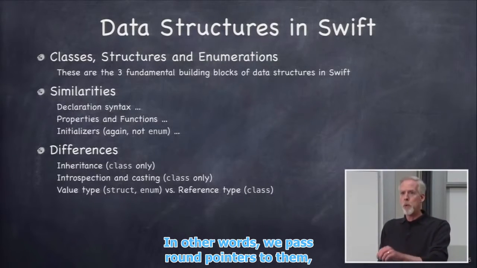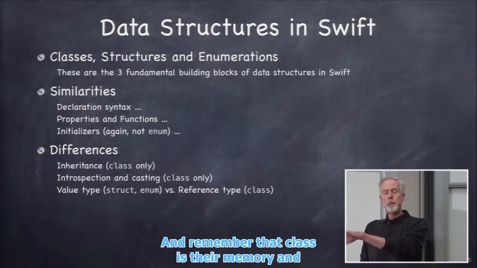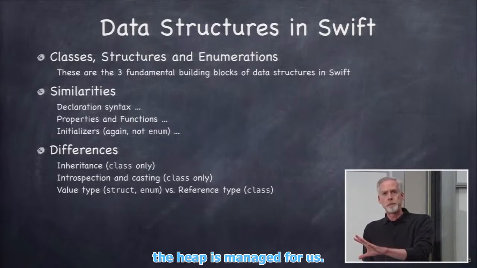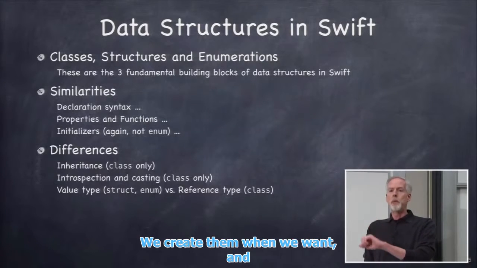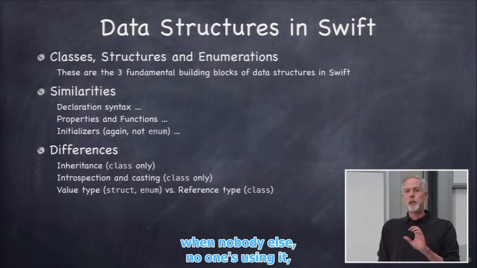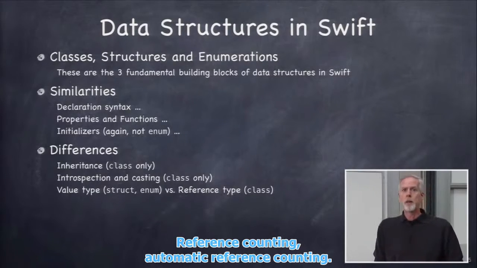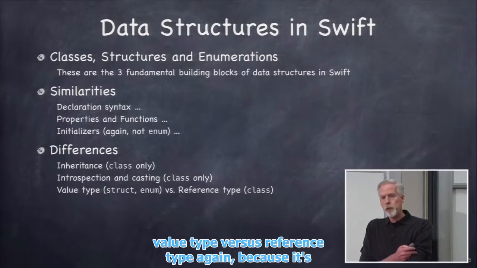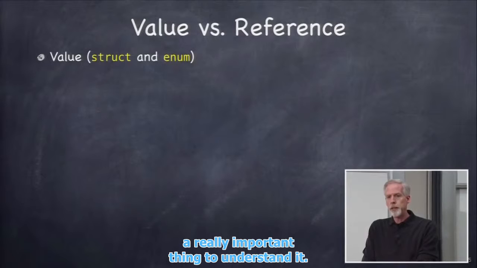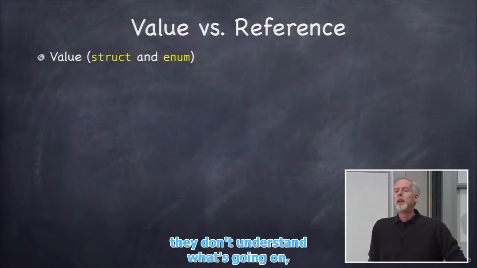In other words, we pass around pointers to them. They live in the heap. And remember that classes, their memory in the heap is managed for us. Okay, so we don't have to do anything, alloc and free them. We create them when we want, and when no one's using it, it gets cleaned up. And it's not garbage collection, okay? Reference counting, automatic reference counting. But I want to just have a slide on this value type versus reference type again, because it's a really important thing to understand, because people get confused writing the code and they don't really understand what's going on.